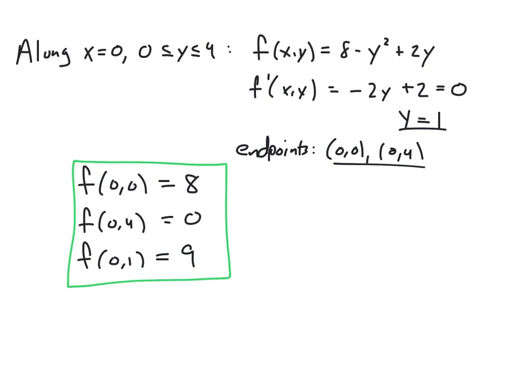Remember, we already have one value on our list. We have f of 2, 1 equals 13 from our critical point. And now we have these 3 values here that we can add to that list. So now this gives us everything on one side of the triangle, and we're going to repeat this process for the other 2 sides.